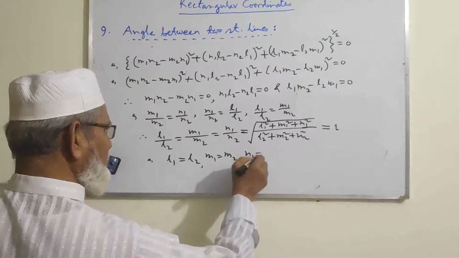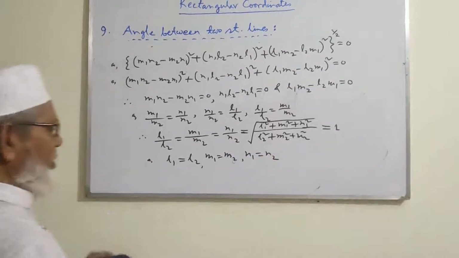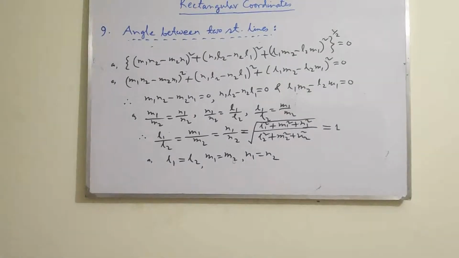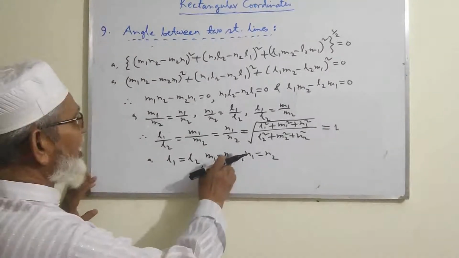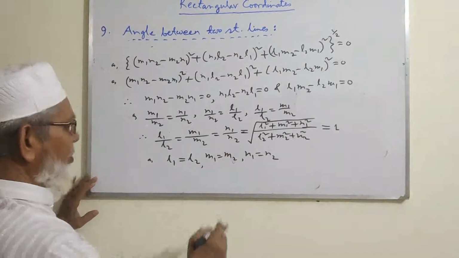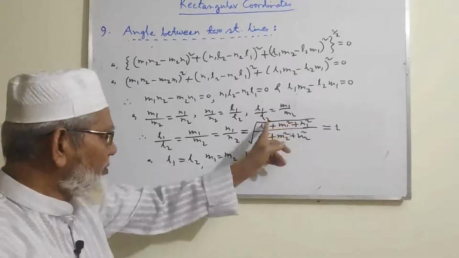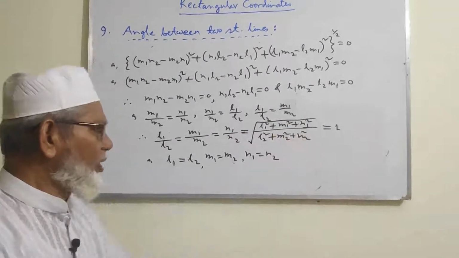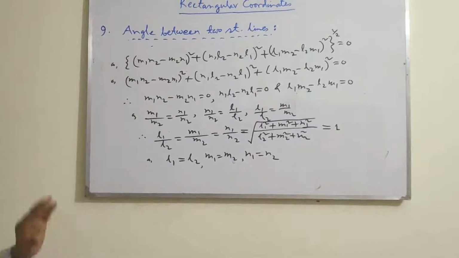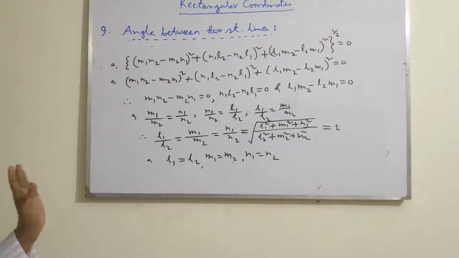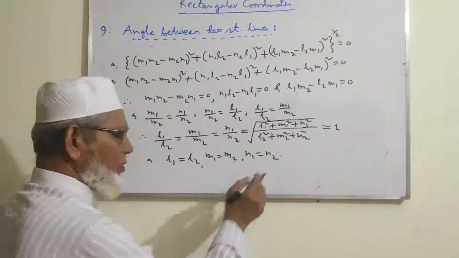n1 equal to n2. If the straight lines are parallel to each other, then the direction cosines of the two lines must be equal, as the sum of the squares is 1, this is also 1, total result is 1. So that l1, l2, m1, m2, n1, n2 are equal.